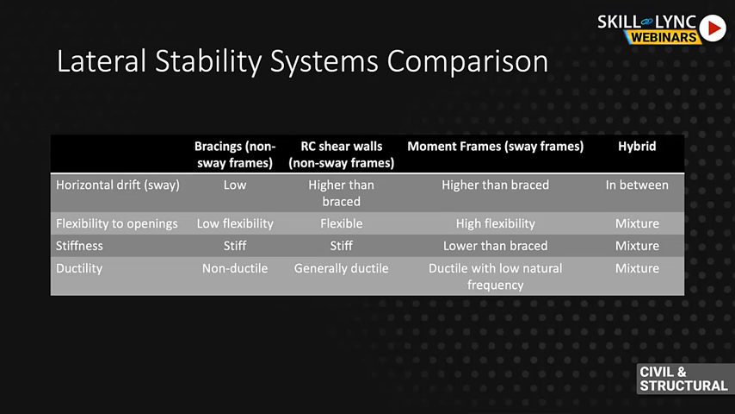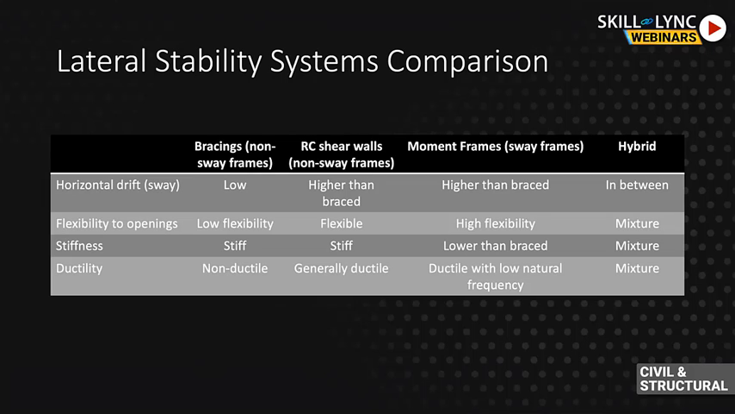So if you have a cross bracing in one of the bays, and there's an architectural requirement to have a big opening, for example, for a delivery van to go through the building, that wouldn't be feasible. RC shear walls and cores, again, are a type of non-sway frame. Usually the lateral deflections are higher than what you obtain from the steel braced frames. They are more flexible to openings, as you can design your reinforcement and allocate for the opening where it needs to be. They are stiff and generally ductile. So moment resisting frames, these are sway frames.